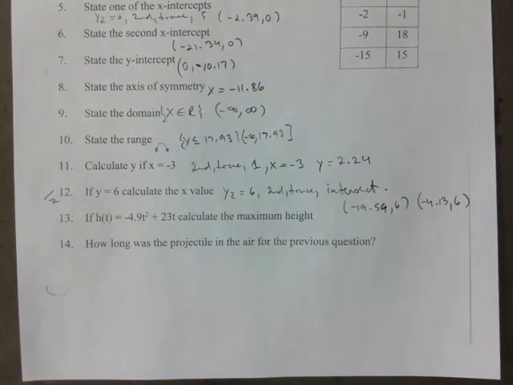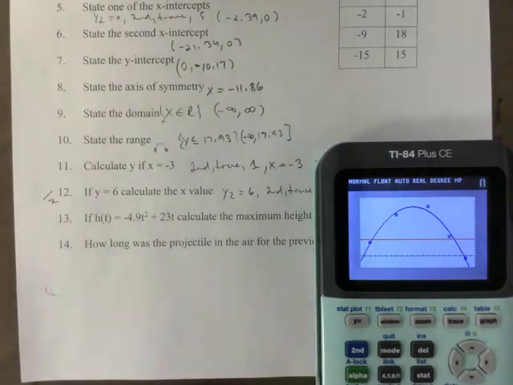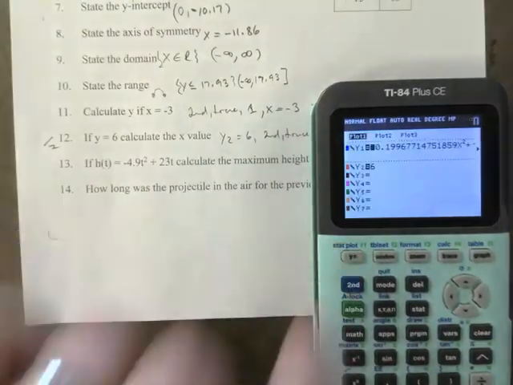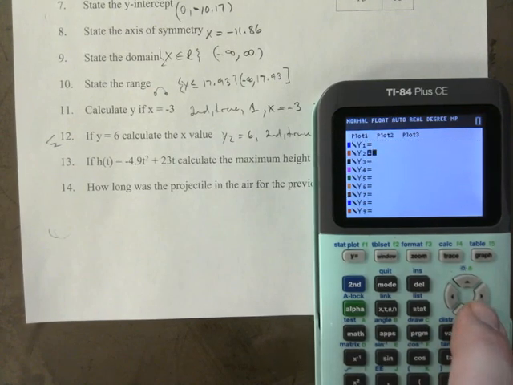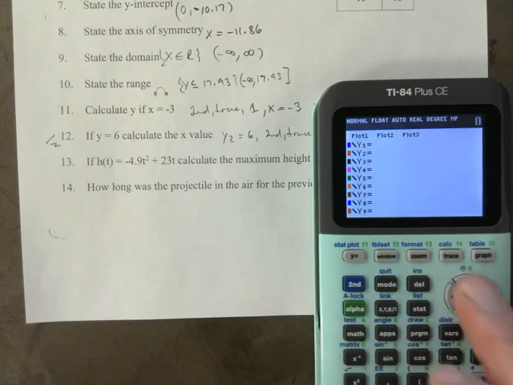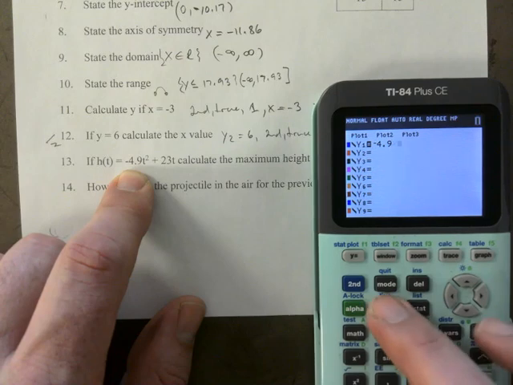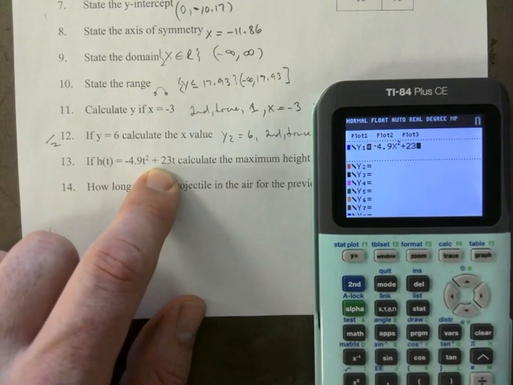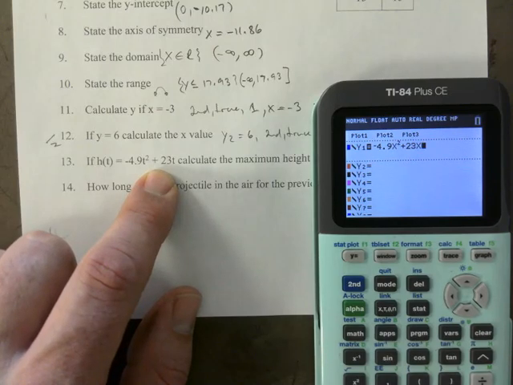And then 13 switches gears. That's a different question. So here's where I'm going to make a note of this, and some of you had that issue. You want to turn plot 1 off. When you're entering your own equation, turn it off. It may not affect you, so you might get away with it, but at some point you are going to come into a problem with that. I can almost guarantee you that.